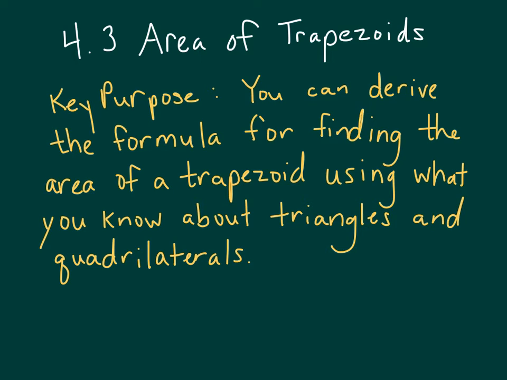For 4.3, we're going to be finding the area of trapezoids, and your key purpose to keep in mind as you work today is that you can derive or come up with, again, the formula for finding the area of a trapezoid using what you know about triangles and quadrilaterals, because as we demonstrated in our activity, you can take trapezoids and split them apart like we have done with some of our other polygons, and you can get a clear-cut triangle and quadrilateral, and you can use that information to help you figure out your area formula.